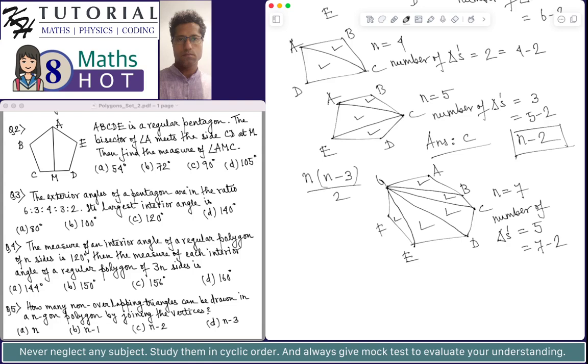So based on this fact, even though I cannot say for 100% surety, I would have answered the correct choice as n minus 2.